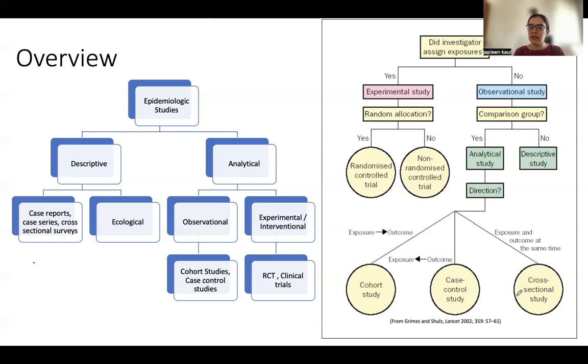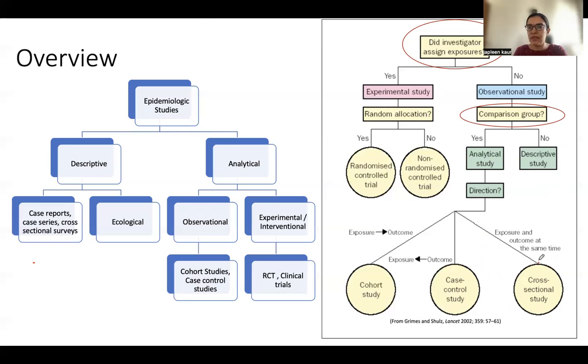And sometimes in cross-sectional studies, exposures and outcomes have occurred at the same time. But if we take internal or external comparison groups and are able to make some sort of associations or correlations, then we can call these cross-sectional studies analytical studies. So two things to remember are: did the investigator assign the exposure or not, and was there a comparison group or not? These two things can help you decide what the study design is.